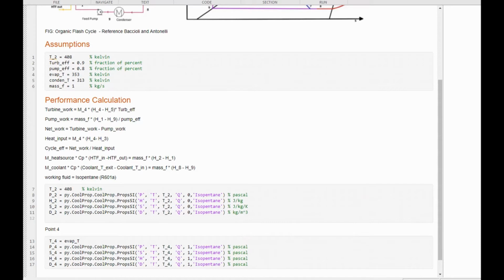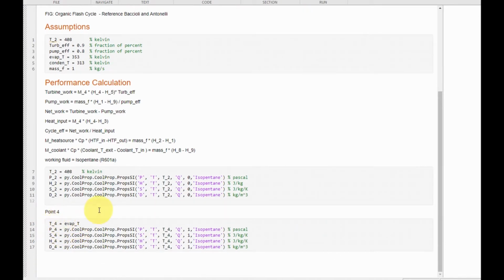Again, we need to specify our units. So this is entropy, becomes joule per kilogram per Kelvin, and this becomes joule per kilogram Kelvin, and this one becomes, so I copy here and paste it here, kilogram per meter cube. So we now know our parameters in point 4.